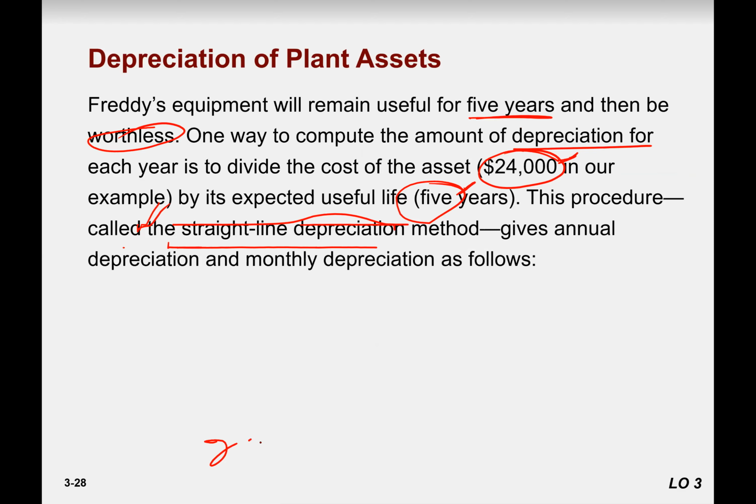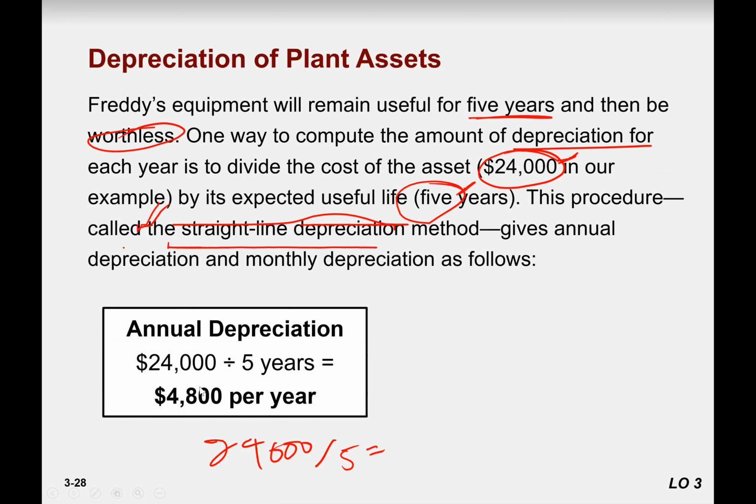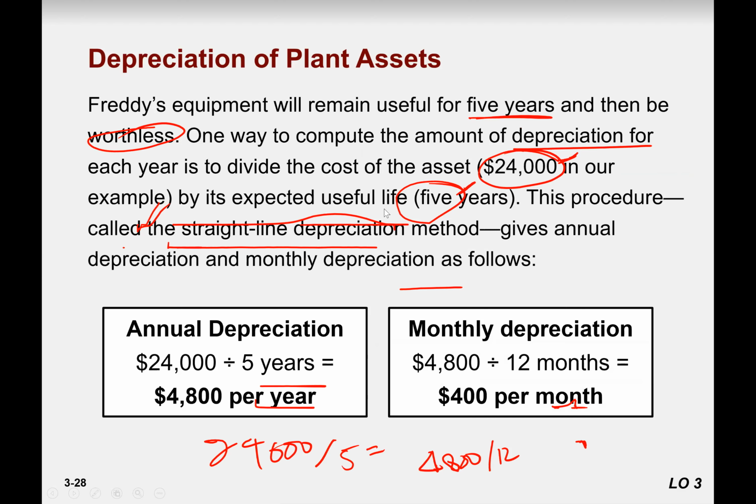So 24,000 divided by 5, the answer would be 4,800, right? This 4,800 is per year, and if you use it for 1 month, then 4,800 divided by 12, right? So let's just talk about this. Yeah, monthly is 400, right?